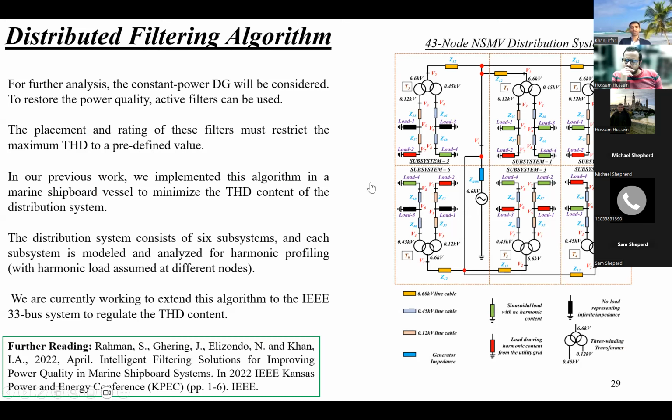In our previous work, we used our marine data to test this algorithm in the marine shipboard vessel to minimize THD content of the distribution system. The distribution system consists of 6 subsystems. Each subsystem is modeled and analyzed for harmonic profiling, with harmonic loads assumed at different locations. And we are currently working to extend this algorithm to a 33 bus system.